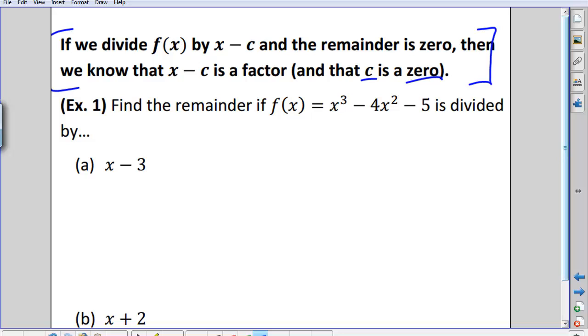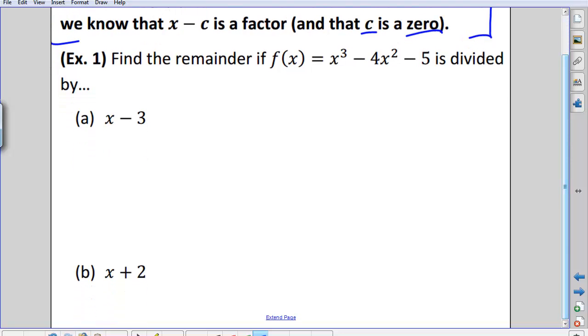But let's practice dividing a little bit here. So let's find the remainder of the function f of x equals x cubed minus 4x squared minus 5 if we divide by x minus 3. Now we're going to use something called synthetic division to do this. Synthetic division is how we're going to determine if x minus c is a factor and what the remainder is. Okay, and so the way synthetic division works, you just kind of follow my lead here.